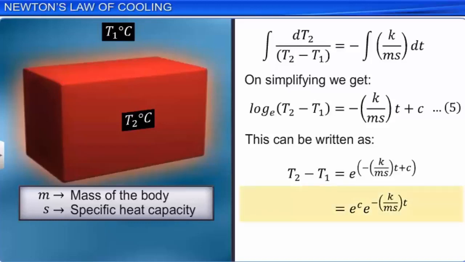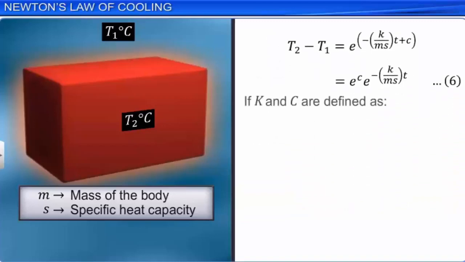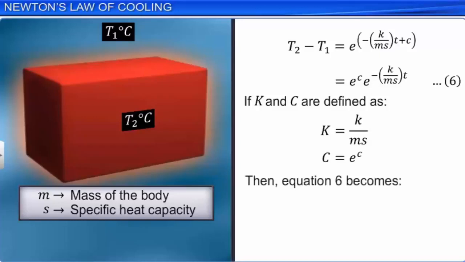If we define k equal to K by ms and C equal to e raised to the power C, then equation 6 becomes T2 minus T1 is equal to C into e to the power minus kt, or T2 is equal to T1 plus C into e to the power minus kt. Let this be equation 7.